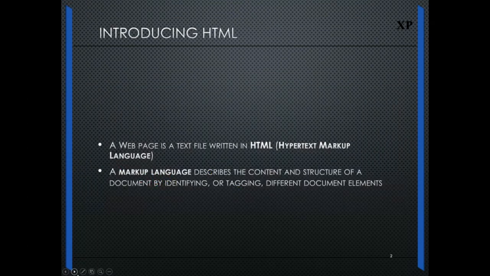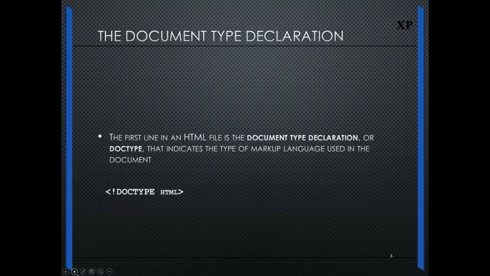So as I've said, a web page is a text file. It's written in HTML, which is Hypertext Markup Language. That describes the content and structure of a document. It identifies or tags different document elements. So usually, when you're writing HTML, you're going to have a doctype declaring this as an HTML document. So this should be what you see at the top of your screen.